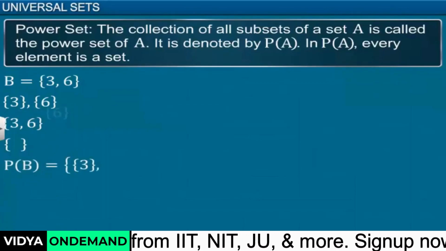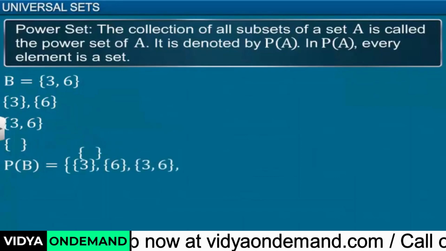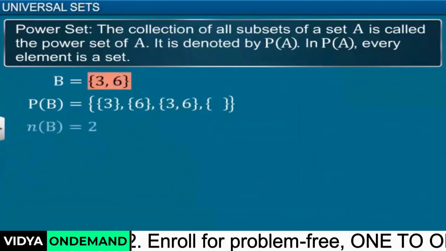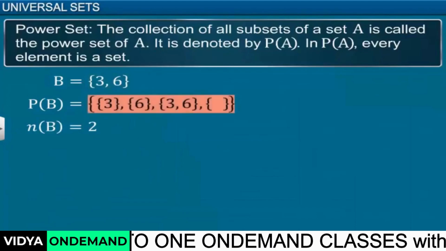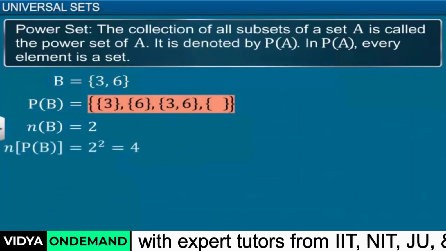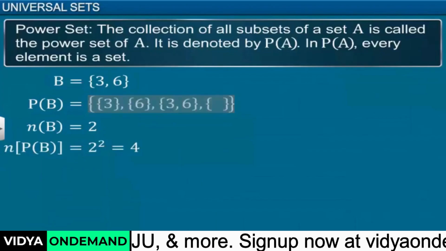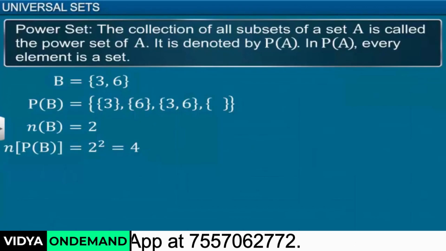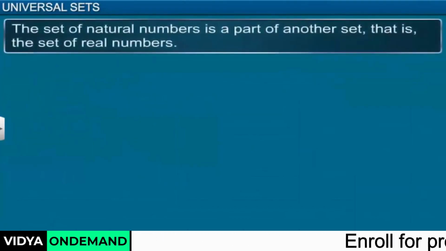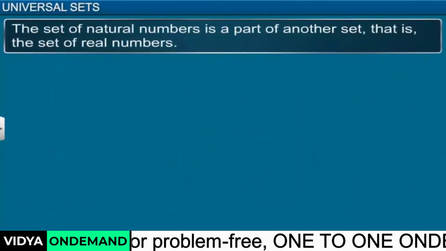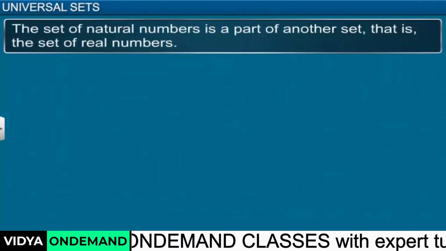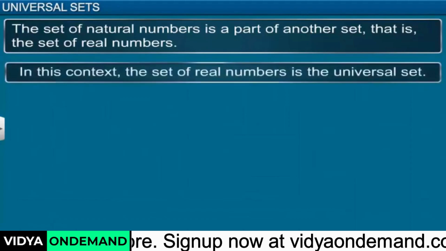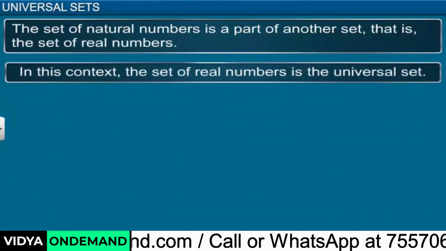The number of elements in set B is 2. The number of elements in the power set of B is equal to 2 square, that is, 4. In some situations, we may have to identify sets based on the context. Consider a set of natural numbers. This set is a part of another set, that is, the set of real numbers. In this context, the set of real numbers is the universal set. Similarly, for the set of integers, the universal set is the set of real numbers.